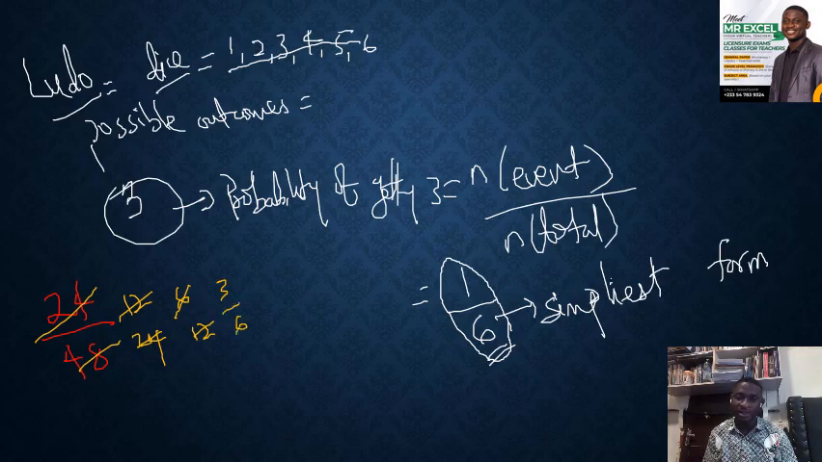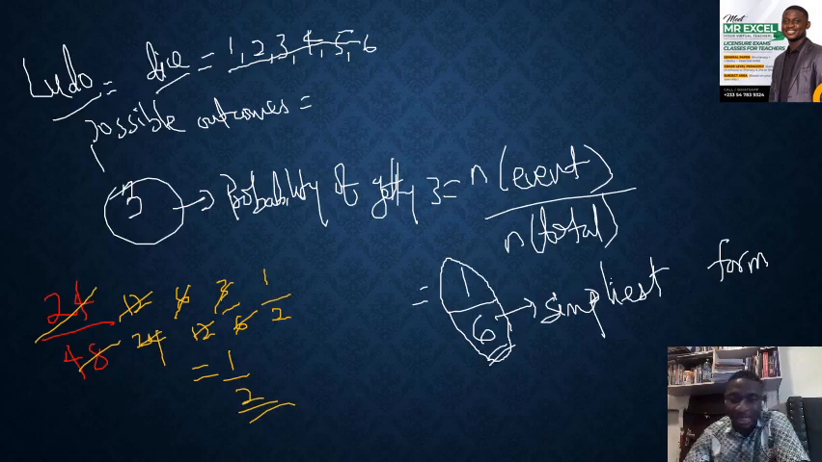Now you have 3 on 6. Can 2 go into 3? No. So next number, 3. Can 3 go into 3? Yes. Can 3 go into 6? Yes. So 3 goes into this one. 3 goes here, 2. So then our final answer becomes 1 out of 2. By this, we have simplified the answer, and this is the best answer we are expected to give all the time.